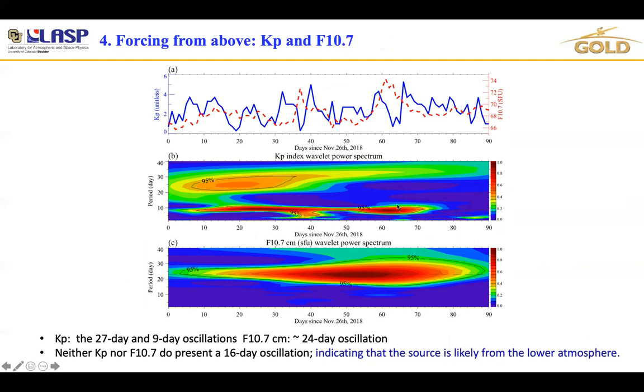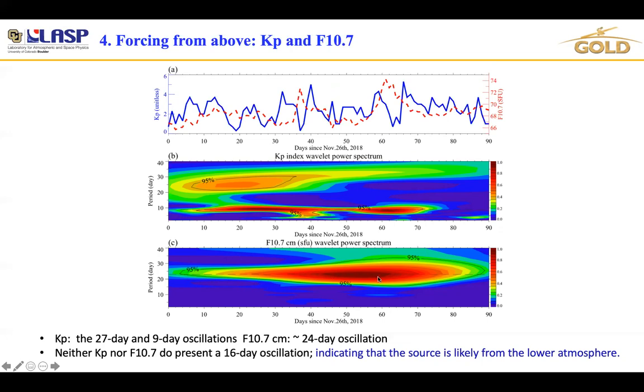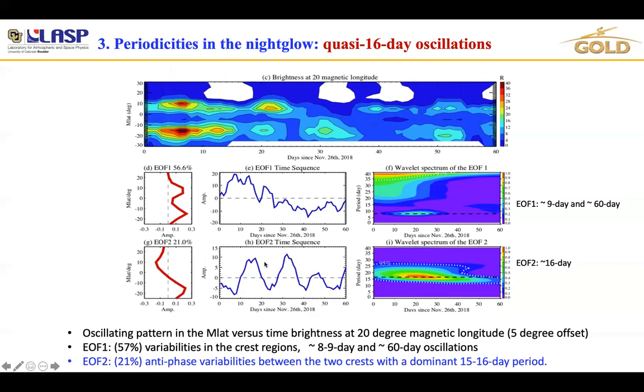So here we have a closer look at the forcing from above. We use the Kp and F10.7 indices. The blue curve is the Kp and the red curve is the F10.7. From the wavelet power spectrum, we see that the Kp is dominated by a 24-day oscillation over the first 30 days, as well as persistent and predominant 9-day oscillations in the geomagnetic activity. We thought that this 9-day oscillation is probably the source of the 9-day oscillations in the brightness between day 10 and day 30 in the EOF1. Regarding the F10.7, we only see a 24-day oscillation. So from this diagnostic, we can say neither Kp nor F10.7 presents a 16-day oscillation, suggesting that the 16-day oscillation in the ionosphere is not the result of the forcing from above, but rather is very likely connected to the forcing from below.